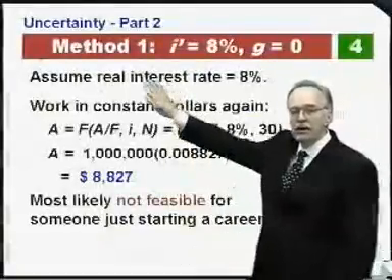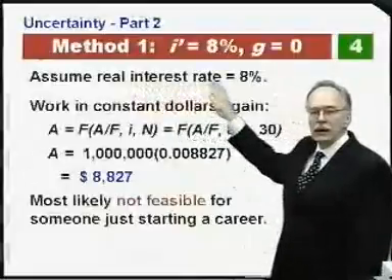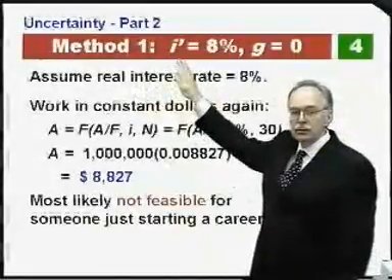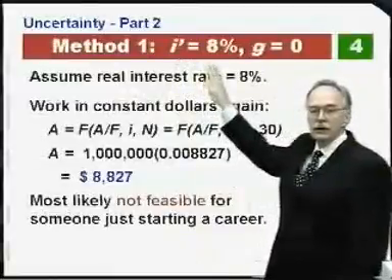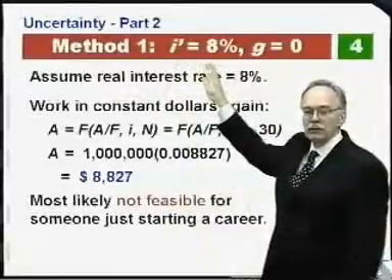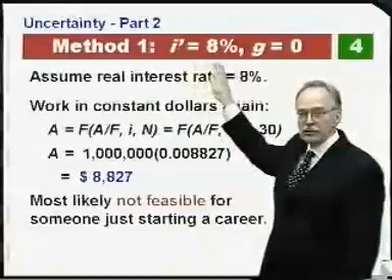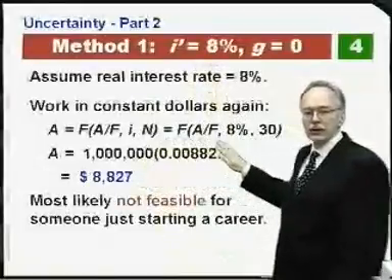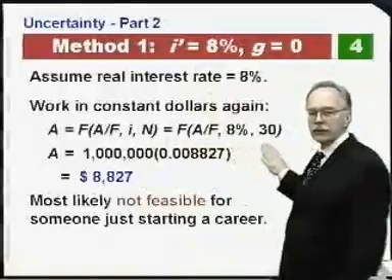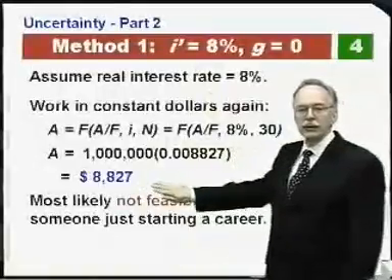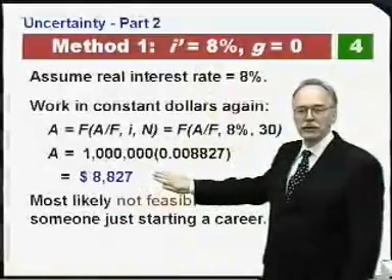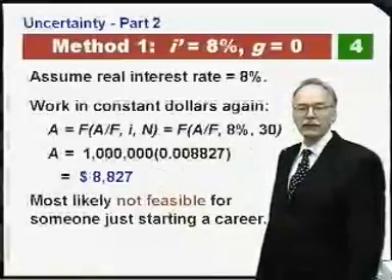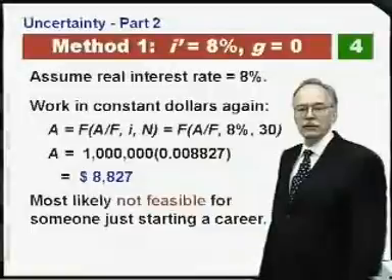Again, method one, putting in constant dollars, an even series of constant dollars. But now we're going to assume that a real growth rate of 8% would be obtained. That may be an optimistic scenario. So using 8% with a sinking fund factor for 30 years, it turns out we need to save $8,827 per year. Again, that's probably not feasible for someone just starting a career.